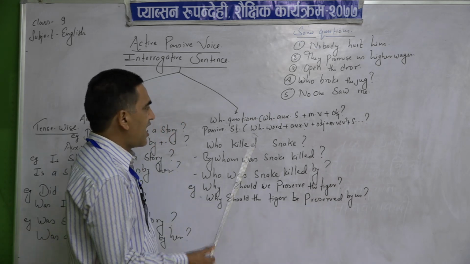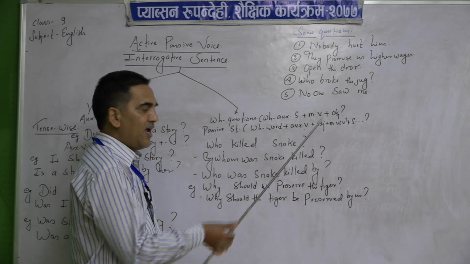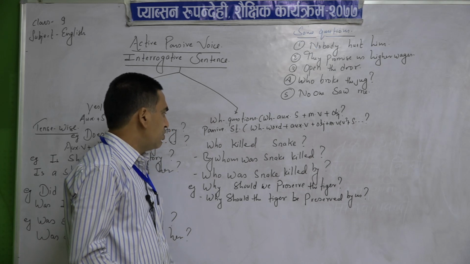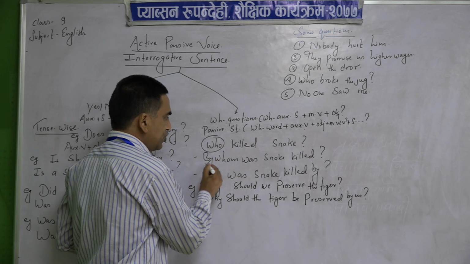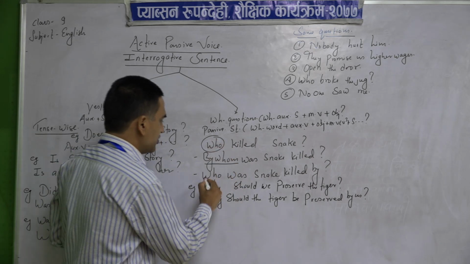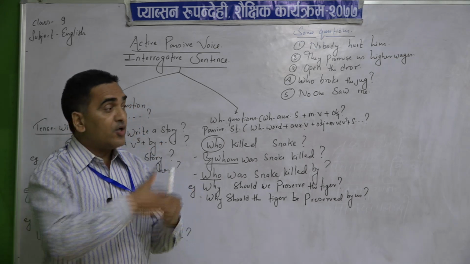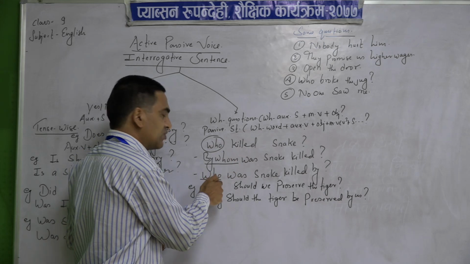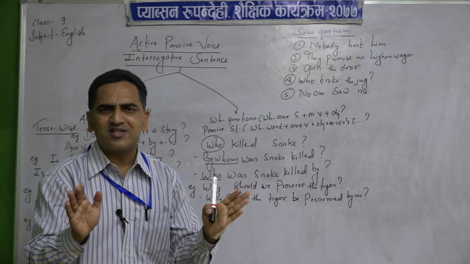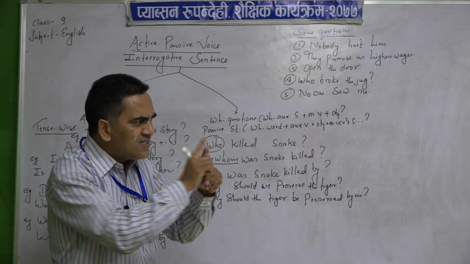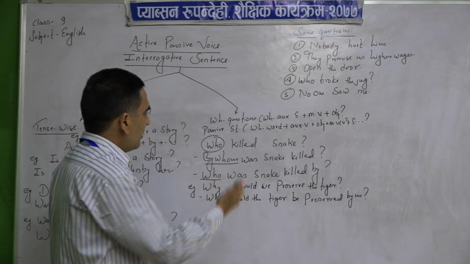Just like, who killed a snake? One example is here. Who killed a snake? The word who, while changing into passive, can be changed into by whom or who also. You can start from by whom, you can change who into by whom, or you can write who from who also, the same word, but the structure is slightly different. Here the meaning is not different, my dear students, the meaning is the same, only the sentence structure is different.